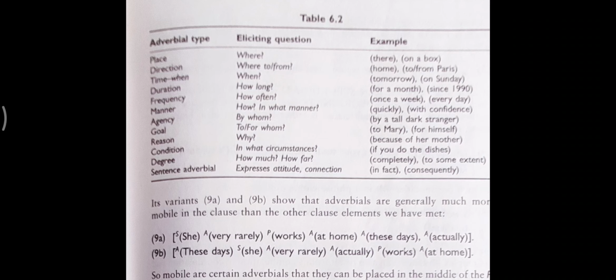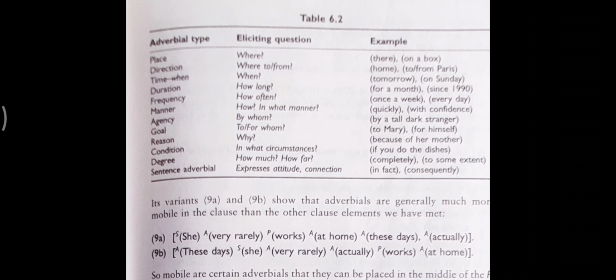Agency was by whom? By a tall, dark stranger. By the management. By the board. Like this. Goal, to whom? To marry, to himself. Like this. Reason, why? The eliciting question why is asked for reasons. Because of a mother. Condition, in what circumstances? If you do the dishes, see, it's in what conditions. So condition can be the adverbial. Degree, it's also used. So how much and how far?